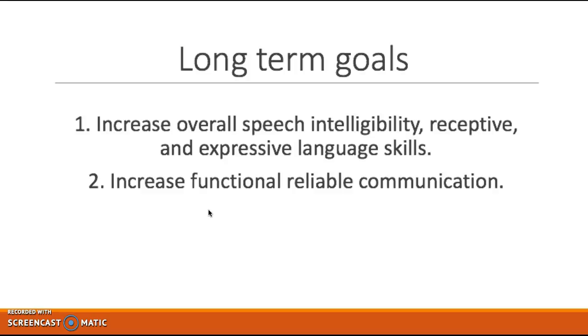This was really important so that she's not only able to express her wants and needs throughout her stay at Ozanam Hall, but also so that she can interact with the staff and other residents, and also so that she can interact with her family when they come to visit her. AP's family came to visit her frequently, and it was really important for them that they're able to talk to her and interact with people that she's met at Ozanam, and they want her to be able to tell them about it. So increasing functional, reliable communication was very important also.